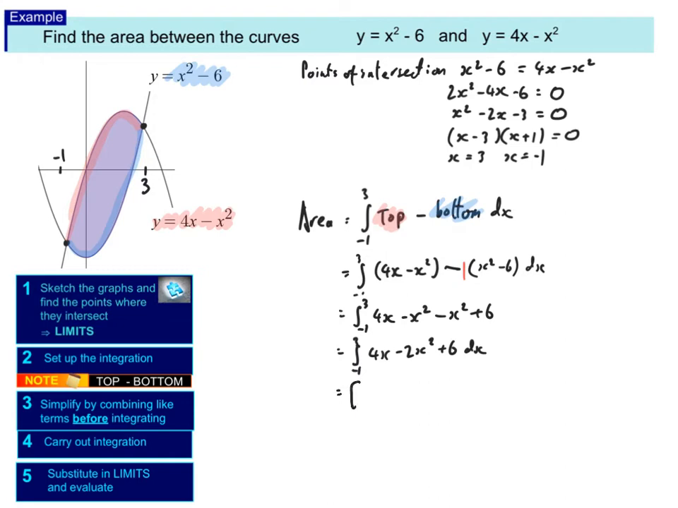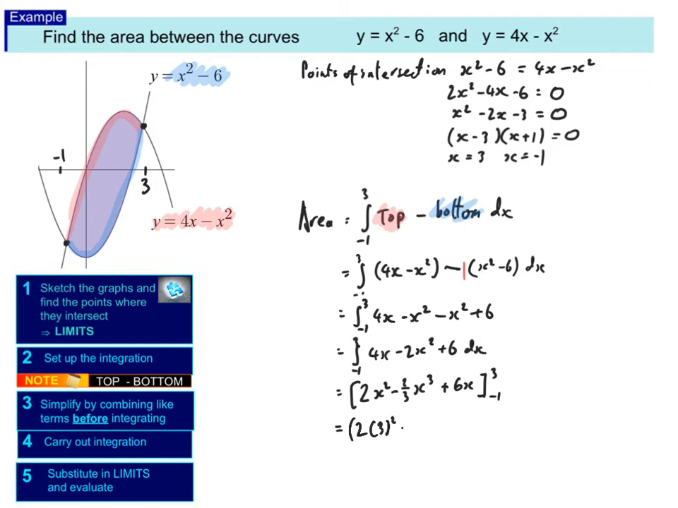Integration. 4x, right, the x will go to x squared, and that 4 will get divided by 2, the new power, so that's 2x squared, minus 2x squared. Well, the x squared will go to x cubed, and I'll have minus 2 over 3, because I've divided by that new power. 6 integrates to 6x, and I will have my upper and lower limits. Substitute in your upper limit, substitute in your lower limit. Don't do any number work. You want to pick up a communication mark here.